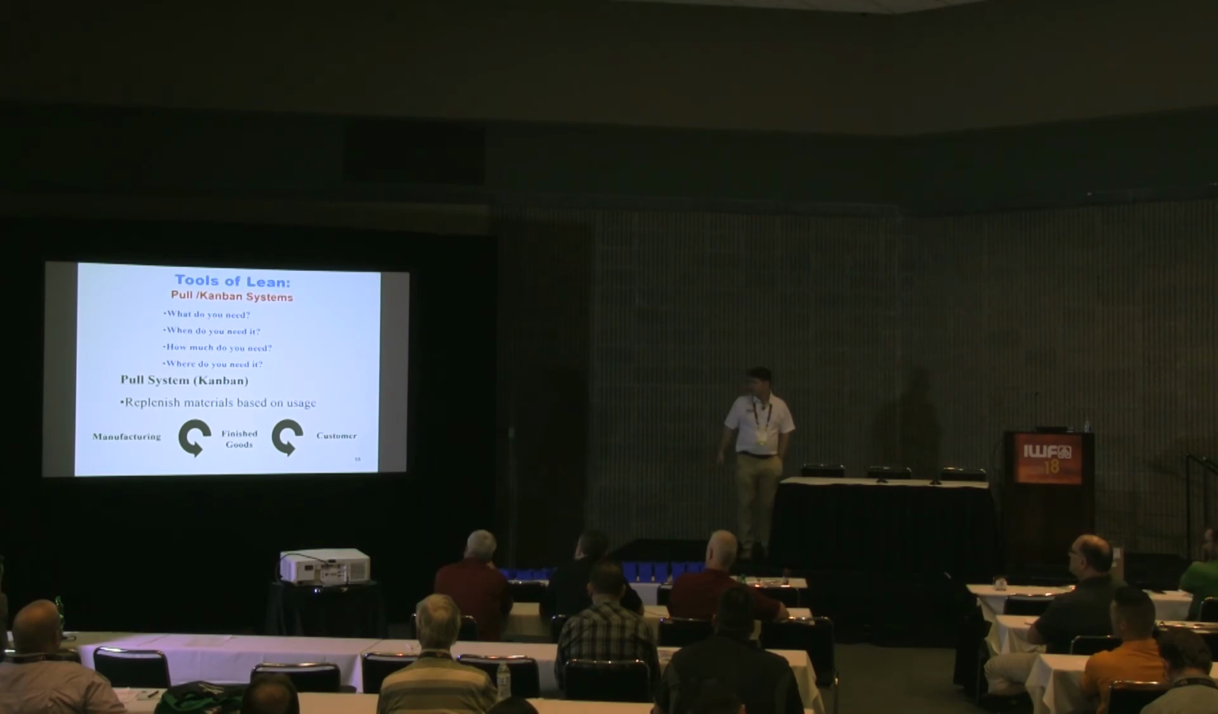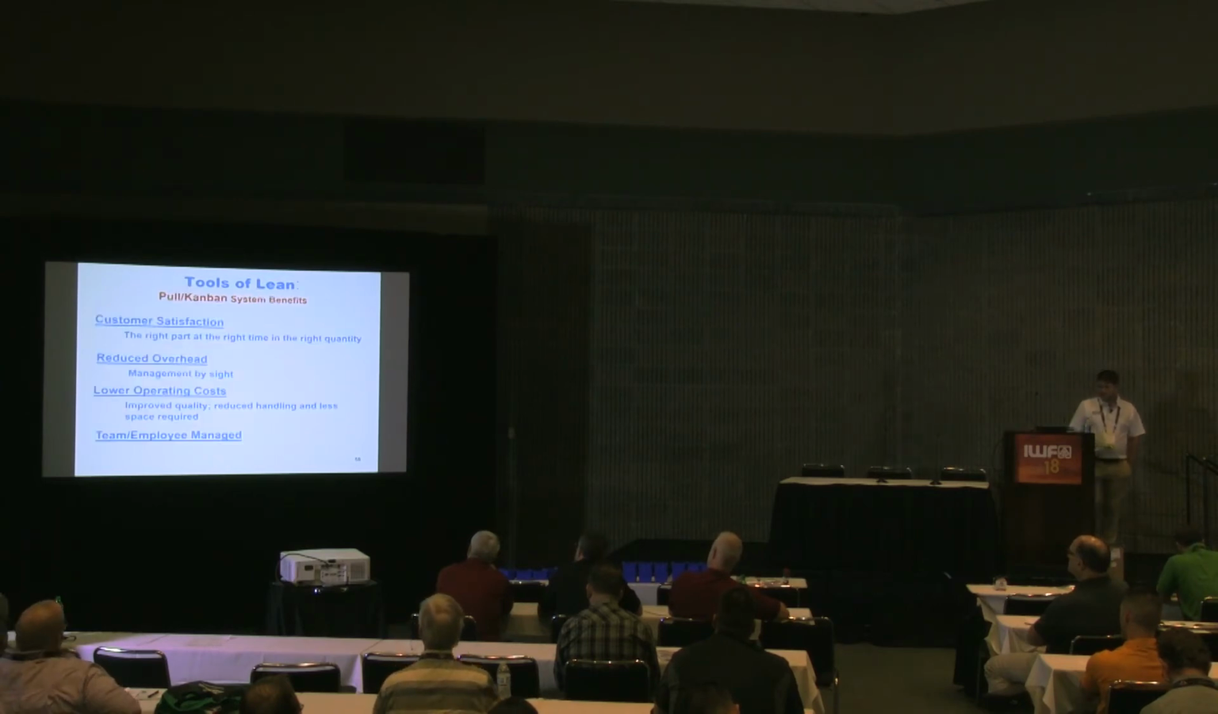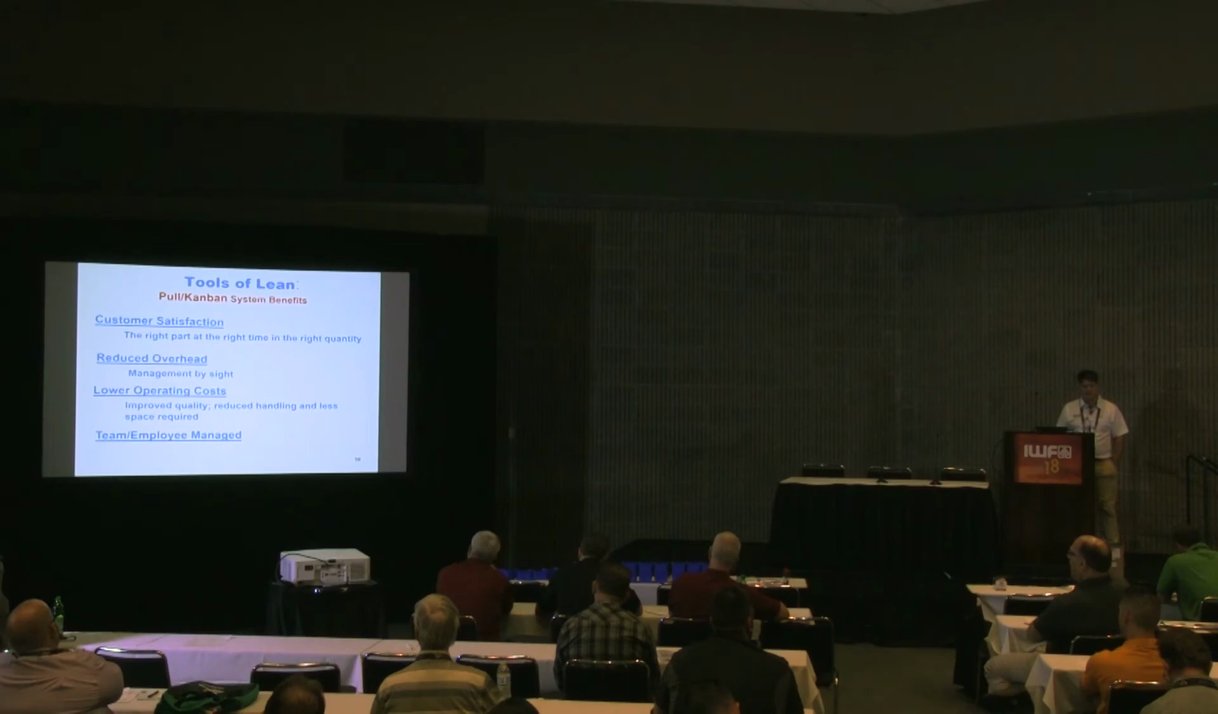Tools of lean, Kanban systems that we talked about, right? Don't overbuy, don't overmake. Fill a queue, replace it when you need it, right? How much do you need, when do you need it, and where do you need it? Sometimes you need it more in one location. Tools of lean, customer satisfaction, the right part at the right time at the right quantity. It's easier said than done, right?